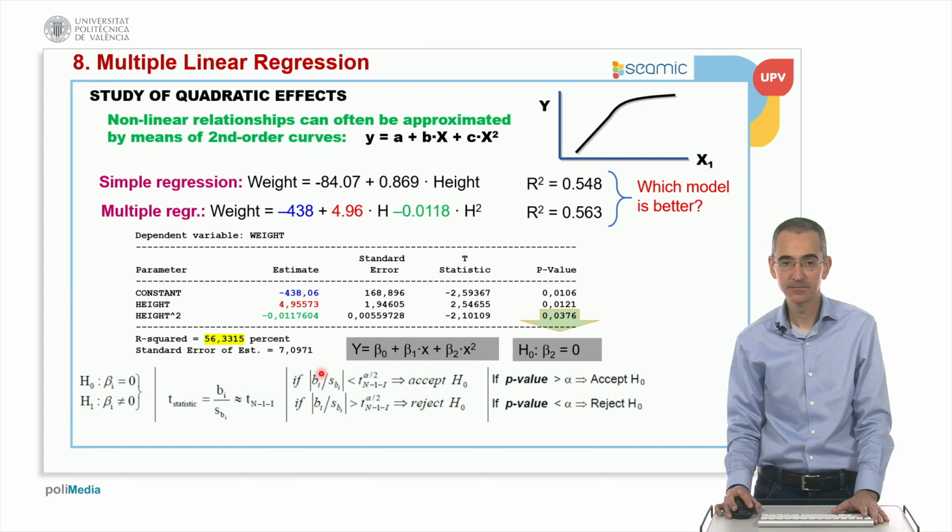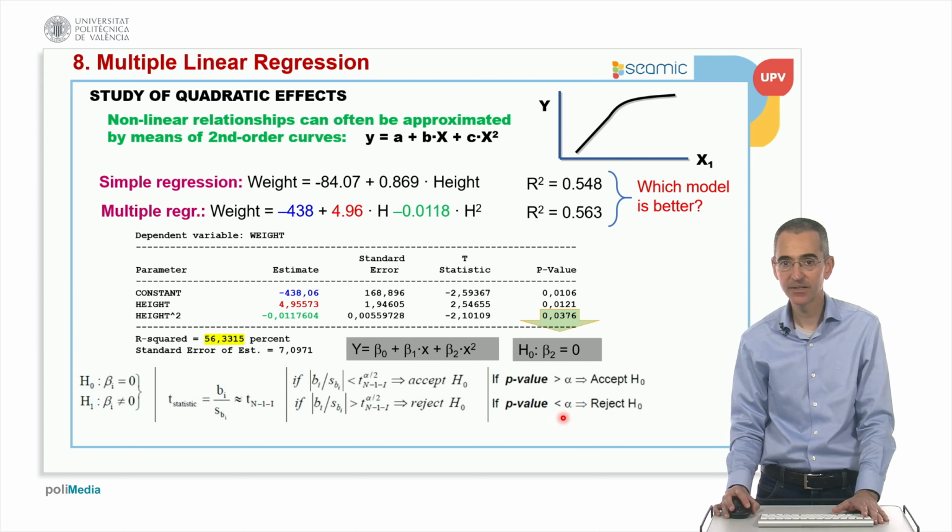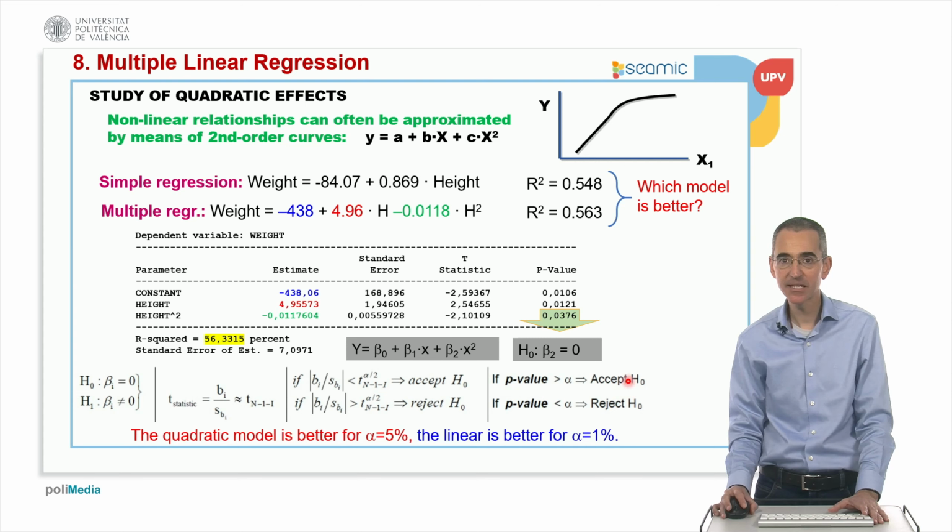Then, based on this value, if it is a frequent value, we cannot reject. If this value is not frequent, we will reject. So we have a p-value that we have to compare with alpha. Remember that this is a general rule that we use in statistics for any kind of inference test. If the p-value is less than alpha, we will reject the null hypothesis. If the p-value is bigger than alpha, we cannot reject the null hypothesis.